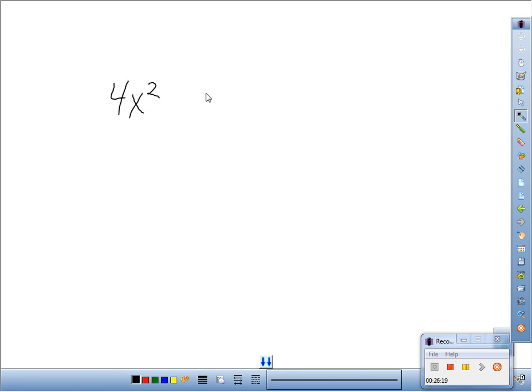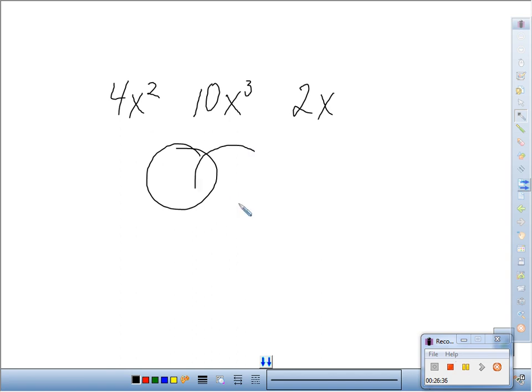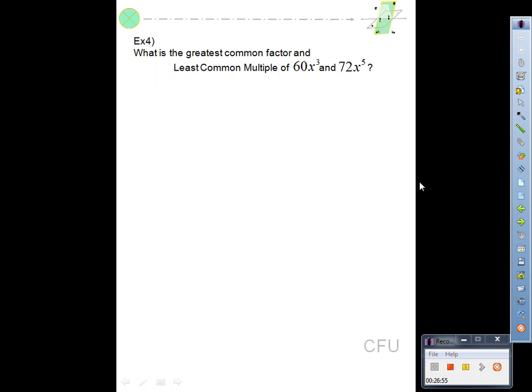Okay. What if I did this? 4x squared, 10x to the third, and 2x. Once again, how many circles? 3. 1 for 4x squared, 1 for 10x cubed, and 1 for 2x. Find your prime factors. What do they have in common? Goes here. What's left over between these two? So you write here and here. What's left over between these two? You write it here and here, and so on and so forth. Everybody with me?